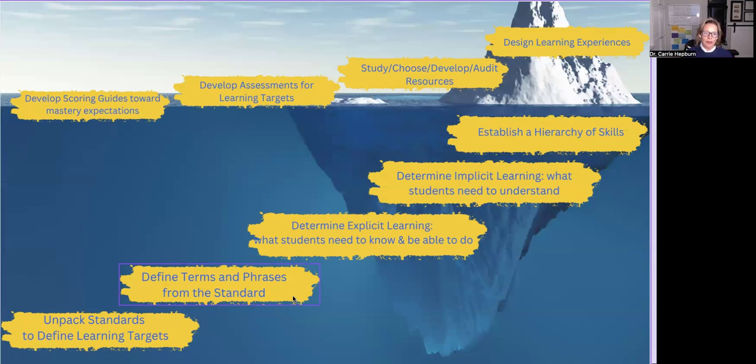So after we define those terms and phrases, ensuring that we have that deep understanding of that academic language, we need to determine explicit learning, identify what students need to know and what they need to do. What is the evidence that we should see them produce that they're actually doing? This is something that a lot of people don't think about, but you need to determine those implicit learnings, like what students need to understand. That's at that higher level.